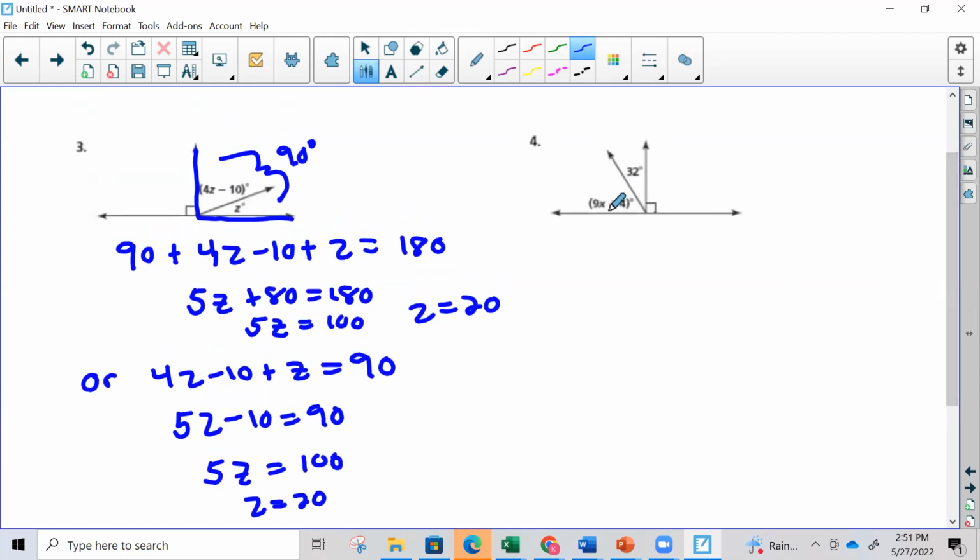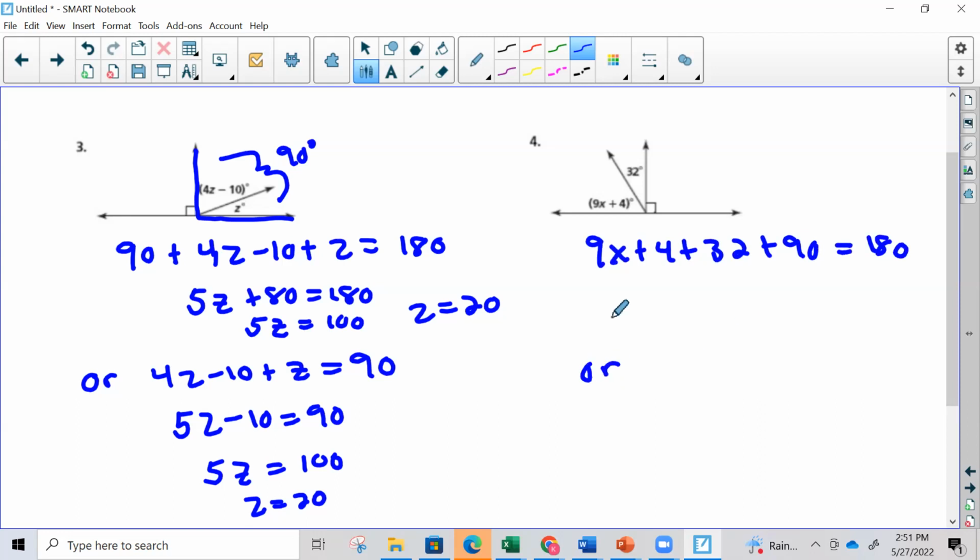So this one is exactly the same. You can set it up either way. You may want to pause and try it and then see if you get the same answer that I do. But again, the one setup is these three angles make 180. So I could do 9x plus 4 plus 32 plus 90 equals 180.